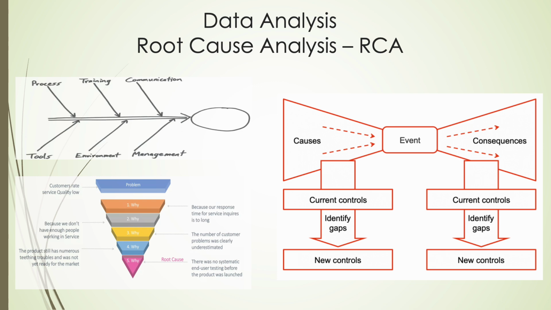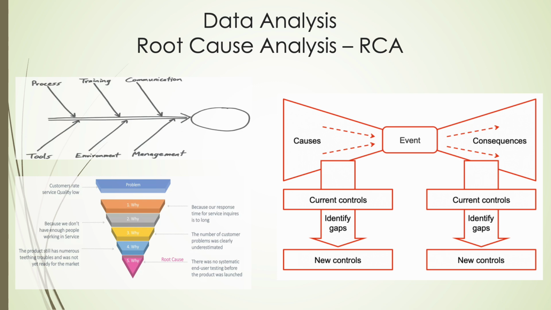Why did the belt break? Because the belt was worn out. Why was the belt worn out? Because the maintenance schedule was missed. Why was the maintenance schedule missed? Because we don't have a clear maintenance protocol. Identify the root cause. After asking why repeatedly, you should have uncovered the root cause.